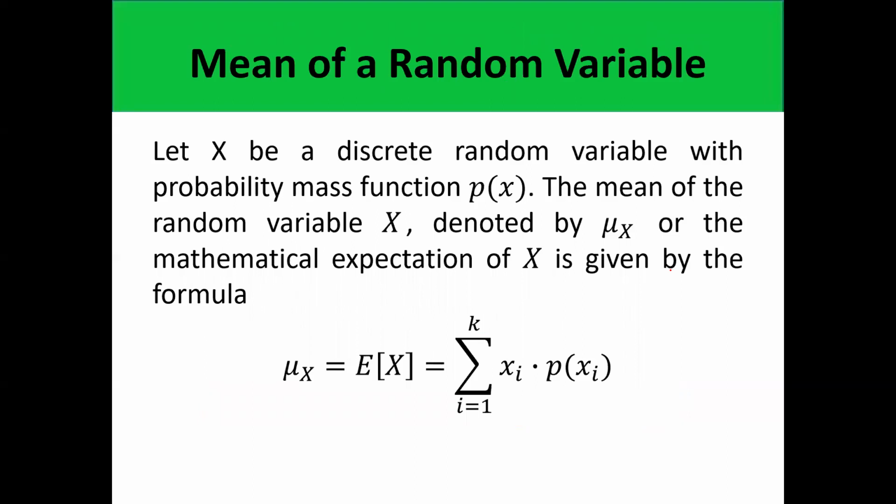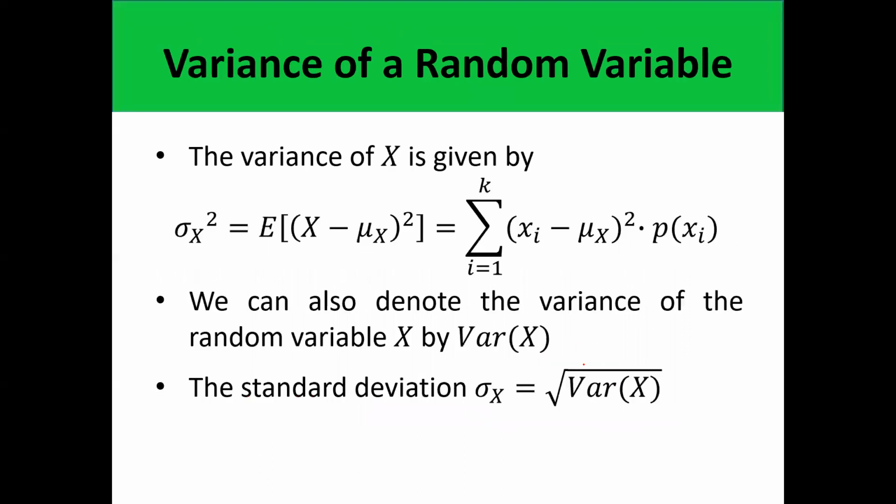So formally, the mean of a random variable is denoted by the Greek letter mu with a subscript x, or it can be represented by E of x, which means mathematical expectation. And this is equal to the summation of the products of x and its corresponding probability.